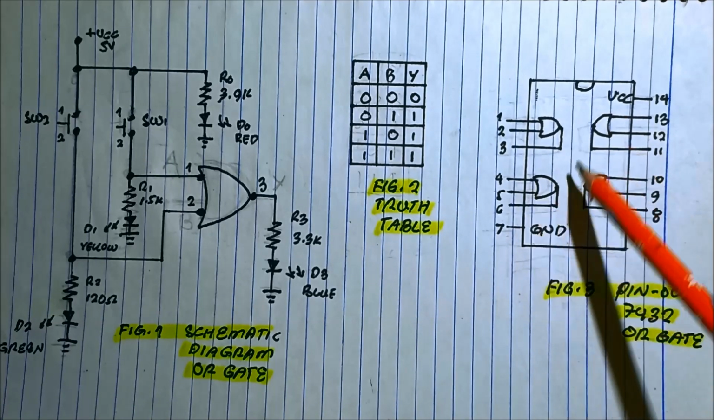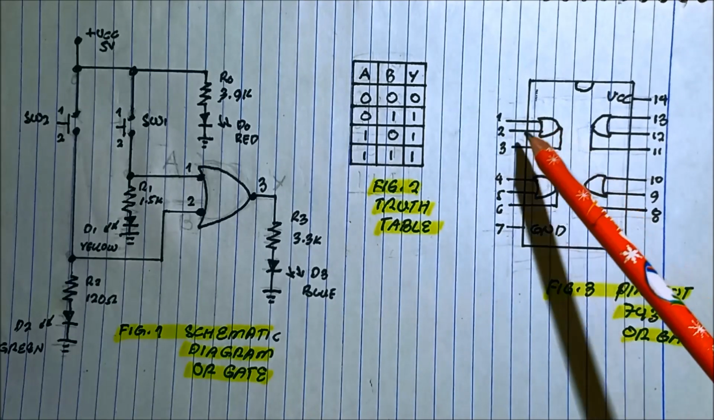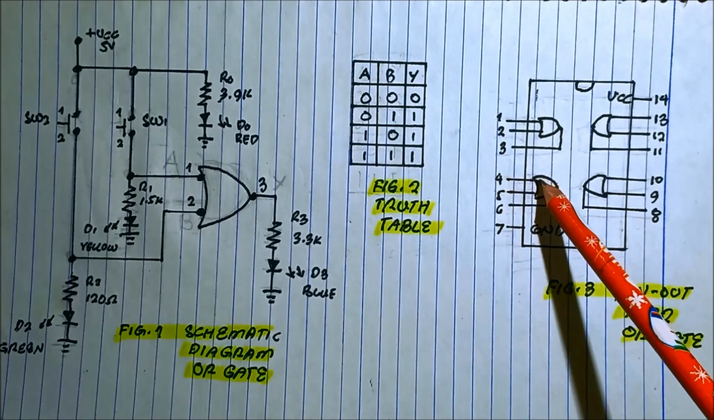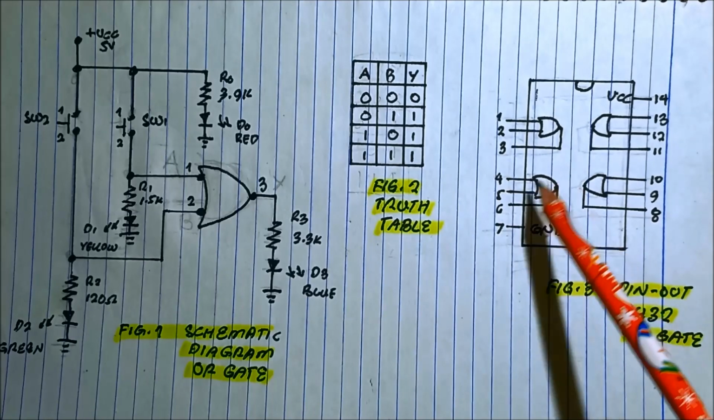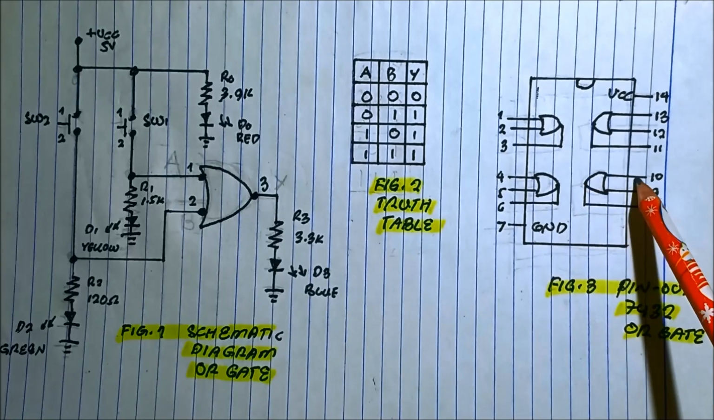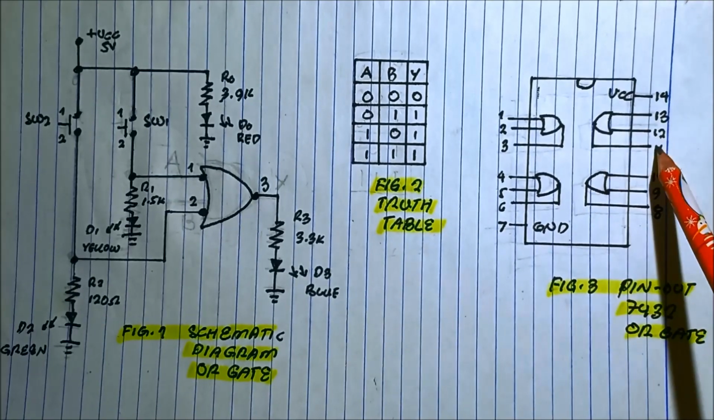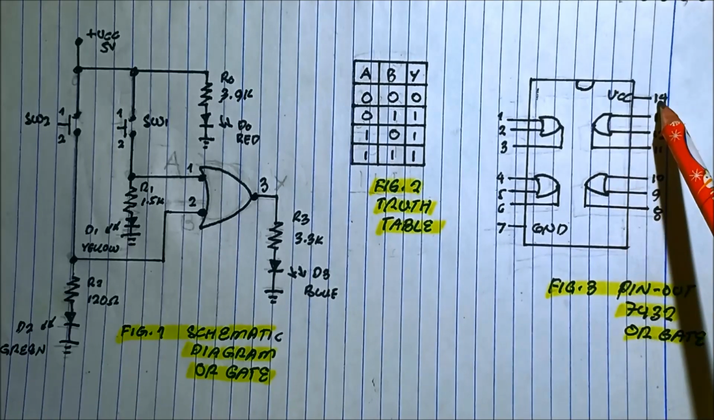You can see here the pin out. 1, 2, the input of the first OR gate. 3, output. 4, 5, inputs, second OR gate. 6, output. 7, ground. 8, output of the third. 9, 10, input of the third OR gate. Fourth OR gate, 11, output. 12, 13, input. And then 14, VCC.